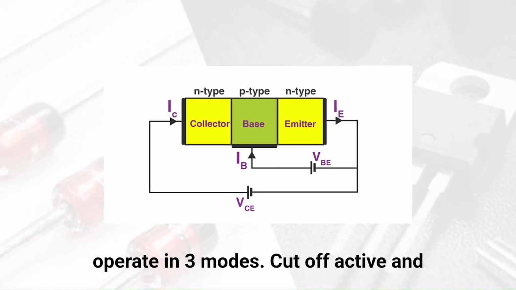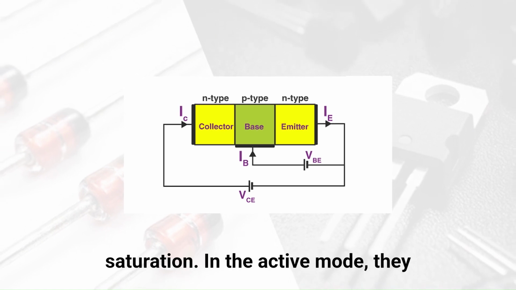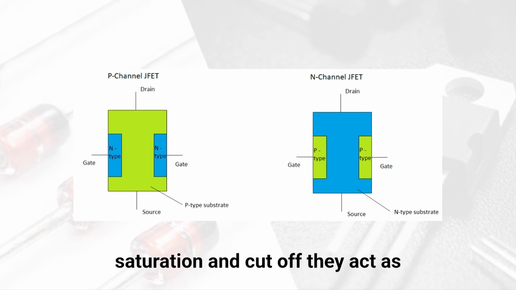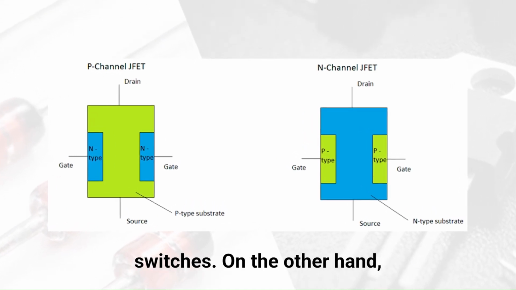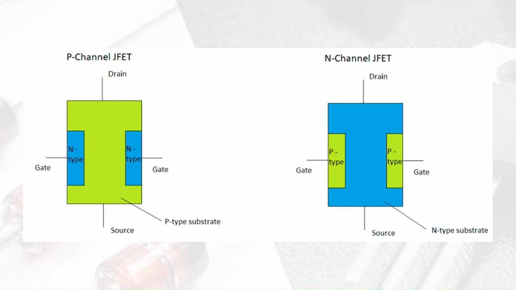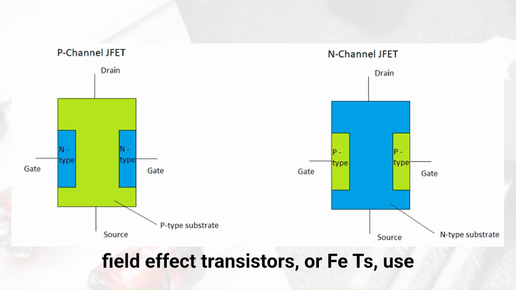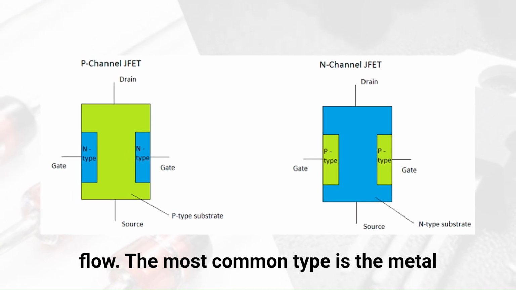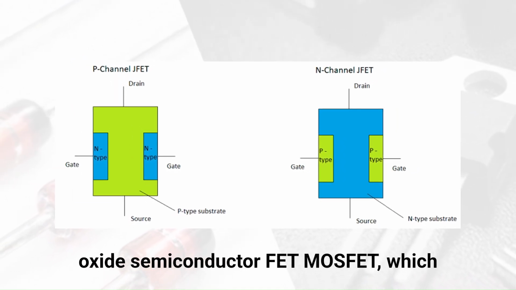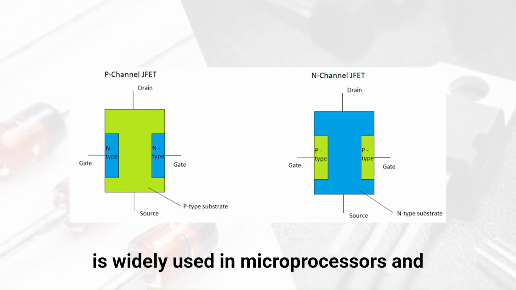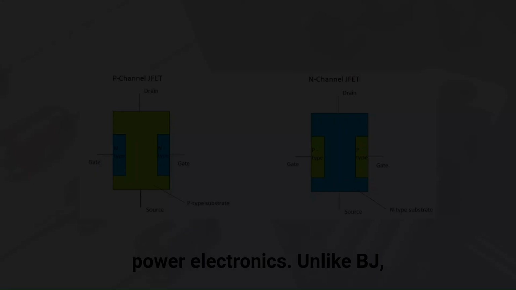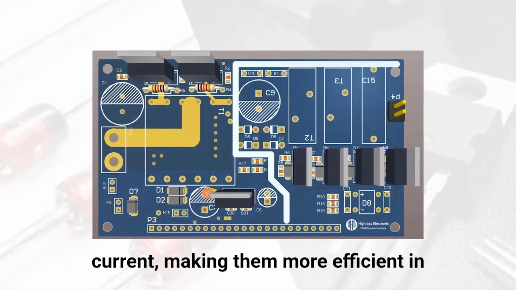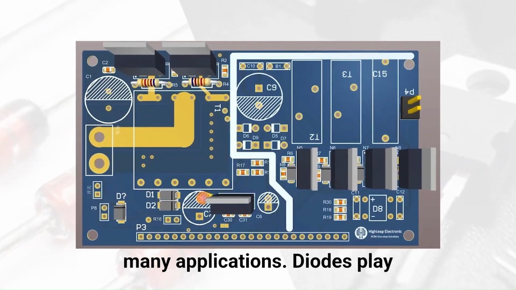BJTs operate in three modes: cutoff, active, and saturation. In the active mode, they function as amplifiers, while in saturation and cutoff, they act as switches. On the other hand, field effect transistors, or FETs, use an electric field to control current flow. The most common type is the metal oxide semiconductor FET, MOSFET, which is widely used in microprocessors and power electronics. Unlike BJTs, MOSFETs require very little input current, making them more efficient in many applications.